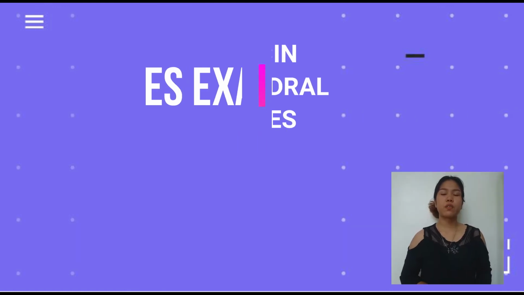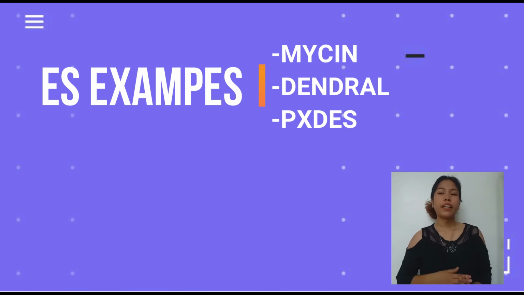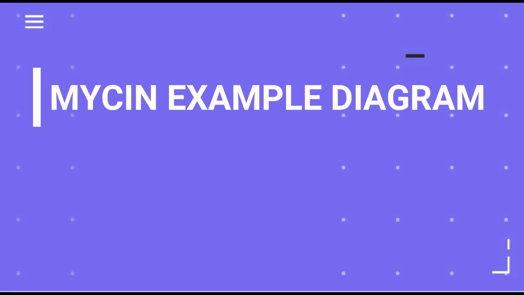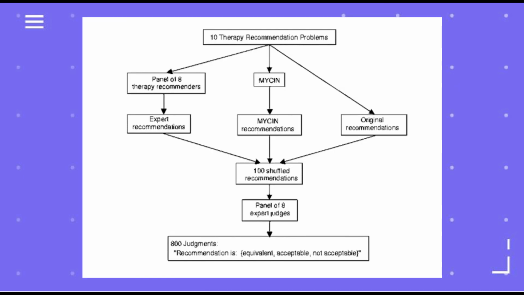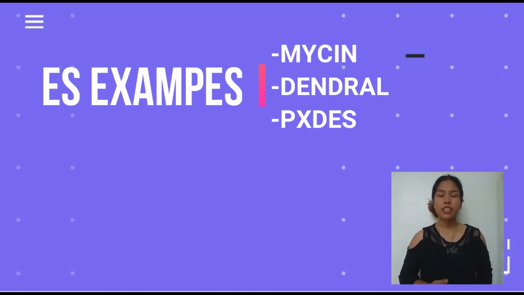Some examples of expert system are MYCIN, one of the earliest expert systems based on backward chaining. It can identify various bacteria that can cause severe infections and can also recommend drugs based on the person's weight. DENDRAL, it was an artificial intelligence-based expert system used for chemical analysis. PXDES, it could easily determine the type and the degree of lung cancer in a patient based on the data.